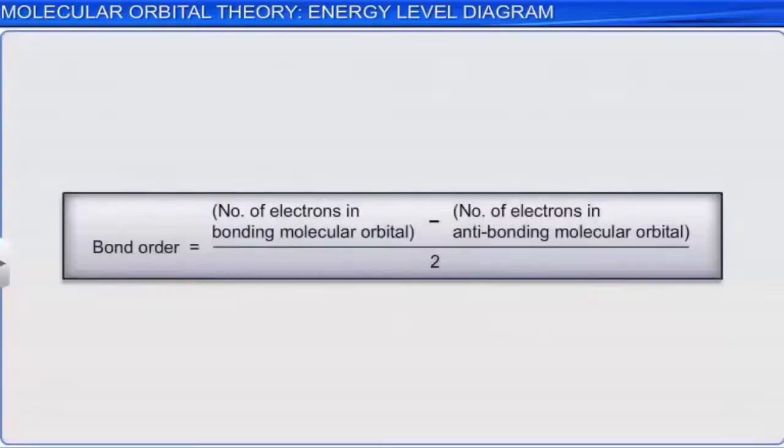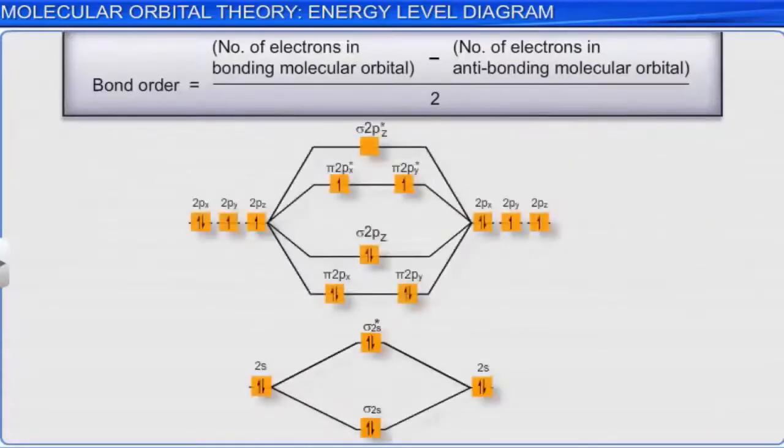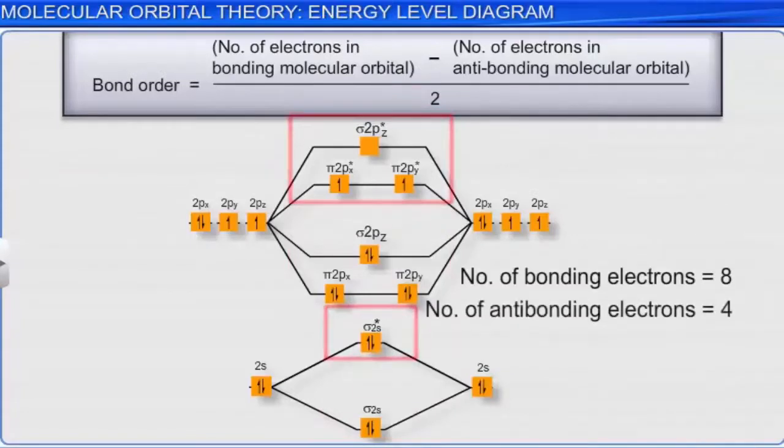Thus, we can calculate the bond order in an oxygen molecule using the formula: bond order is equal to the number of electrons in the bonding molecular orbitals minus the number of electrons in the antibonding molecular orbitals, divided by 2. Now, in oxygen, the number of electrons in the bonding orbitals is 8, and the number of electrons in the anti-bonding orbitals is 4. So, adding these values to the equation, we get the bond order as 2.